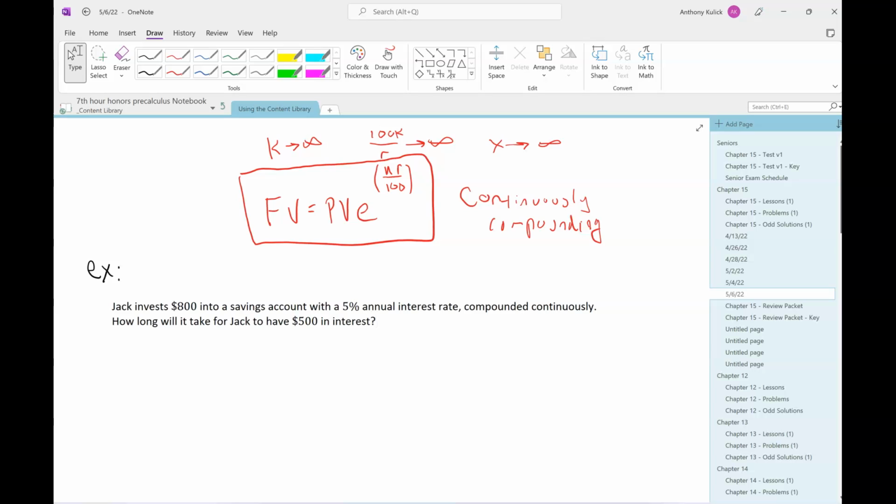Okay. Next example, Jack invests $800 into a savings account with 5% annual interest rate compounded continuously. How long will it take for Jack to have $500 in interest? We have now 3 equations to pick from. What word or words in this are going to tell me which equation I need to use? Yeah, compounded continuously tells me that I need to use this most recent formula.